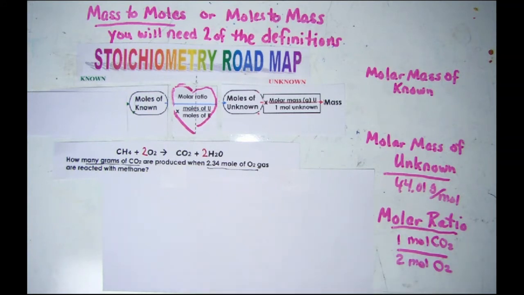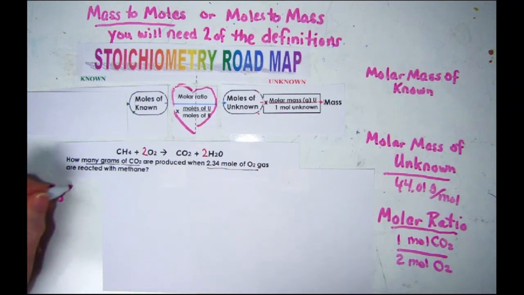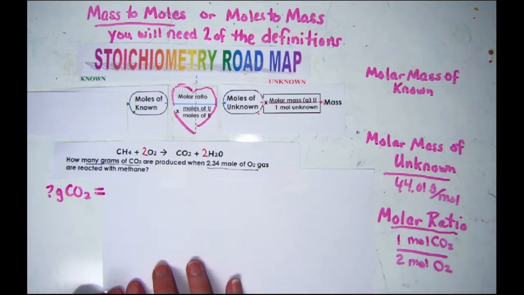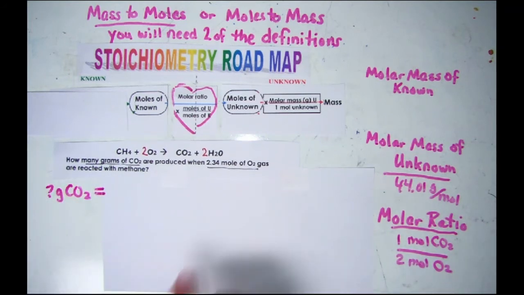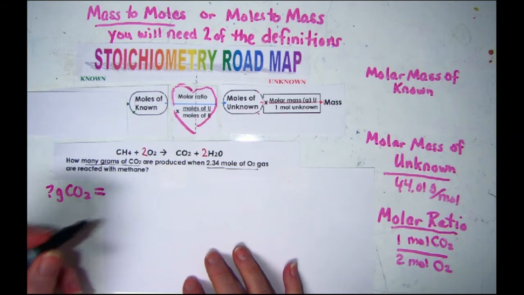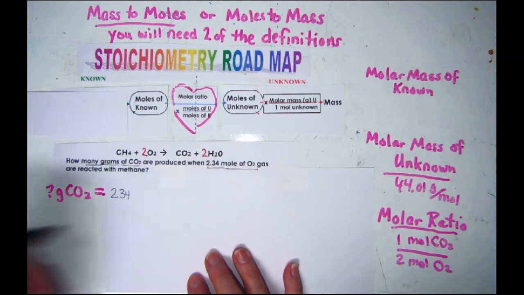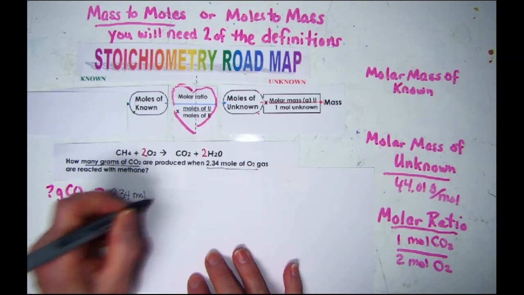All right, so let's go ahead and do the problem. Question mark, grams of CO2. That's how every one of our problems starts. And so what we are going to do is take our molar ratio, and we are going to first of all set out our known. We have 2.34 moles of O2.